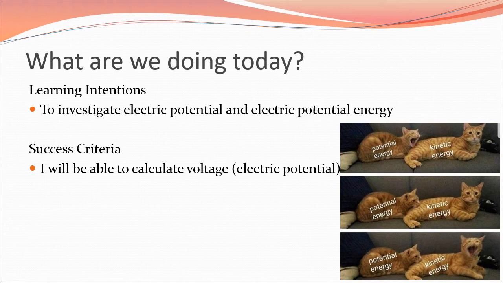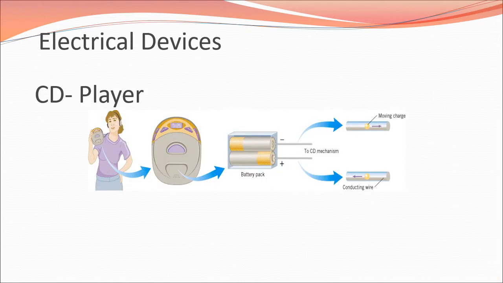And if you're able to calculate and describe what voltage or electric potential is, then you will have been successful in this lesson. So all electrical devices, like this very relevant diagram of a CD player, all need to have some source of electrical energy to allow the device to function.